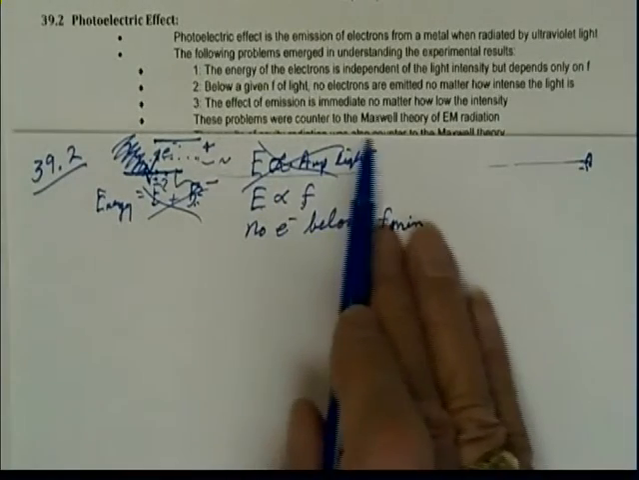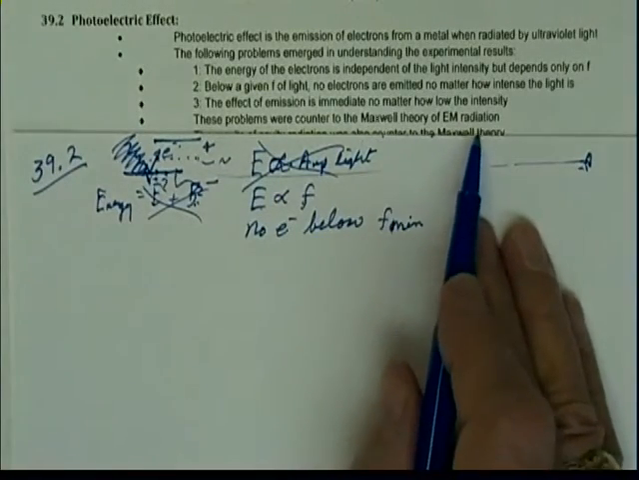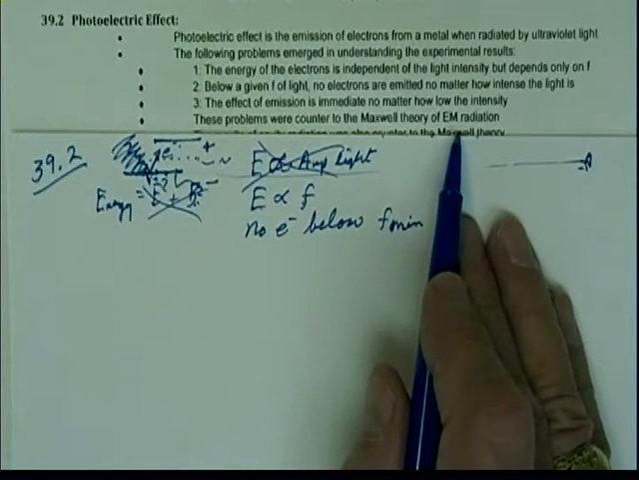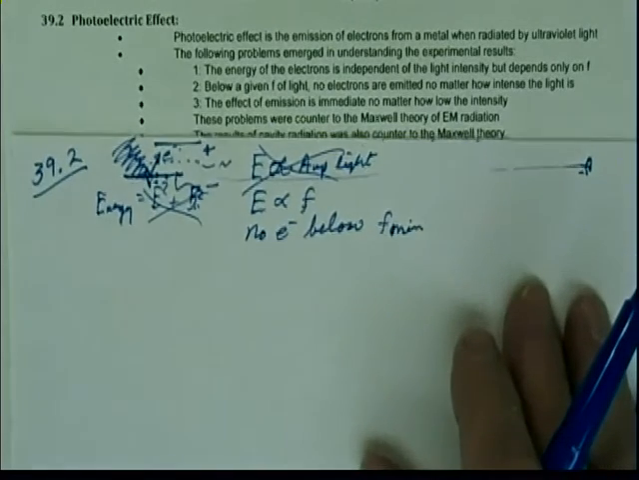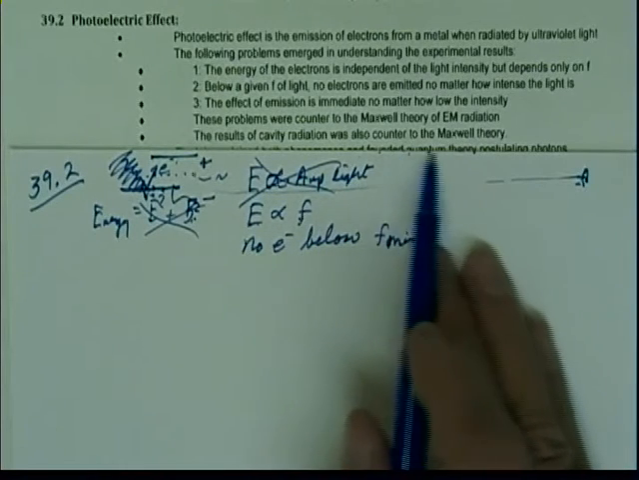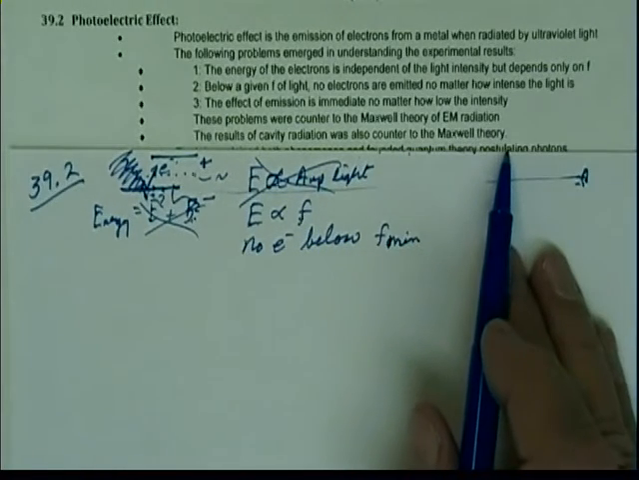Well, these problems were counter to Maxwell's theory, and all of Maxwell's theory, with its constancy of the speed of light, was what Einstein used for the theory of relativity. The results of cavity radiation were certainly counter to the Maxwell theory.